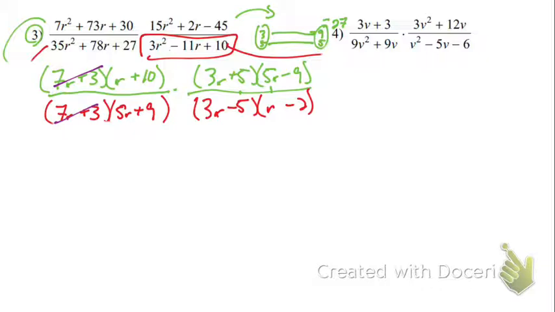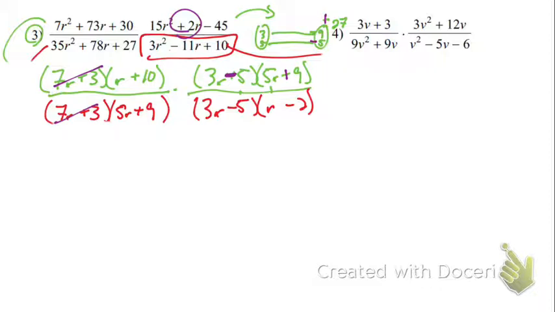So the 3r, I'm trying to get a positive 2, not a negative 2. So that needs to be positive and that needs to be negative. So that's a negative 5. This is a positive 9. Because that way I get a positive 2 instead of a negative 2. If you caught that mistake, great.